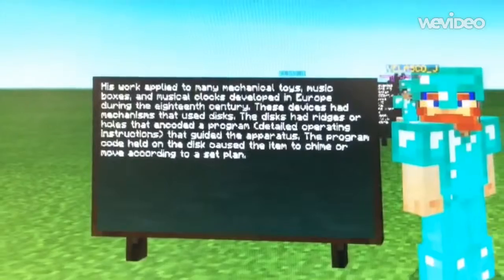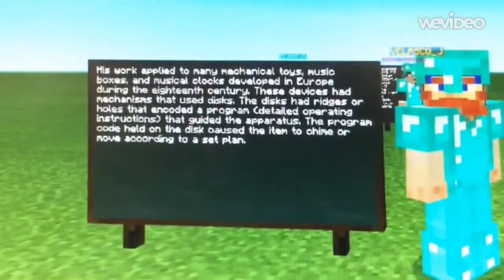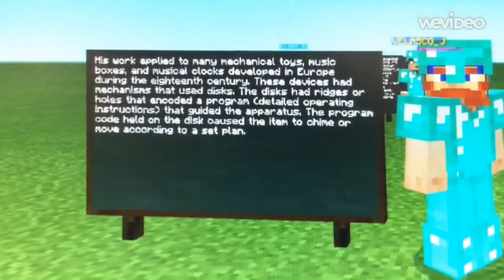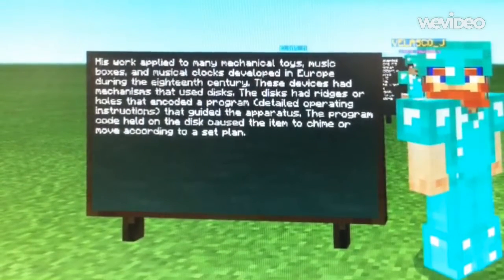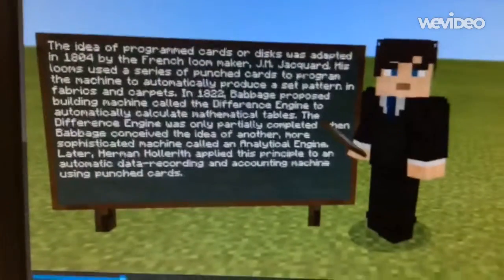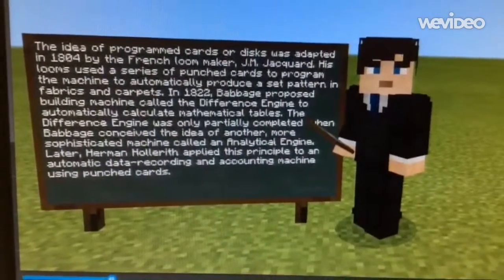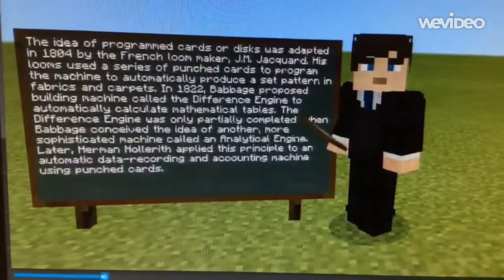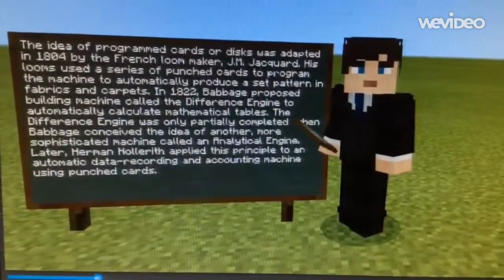During the 18th century, these devices had machines that used discs that had ridges or holes in them. The holes detailed operating instructions; the program code held on the disc caused the item to chime or move according to a set plan. The idea of programmed cards, or discs, was adapted in 1804 by the French loom maker J. M. Jacquard. His looms used a series of punch cards to program the machine to automatically produce a set pattern in fabrics and carpets.